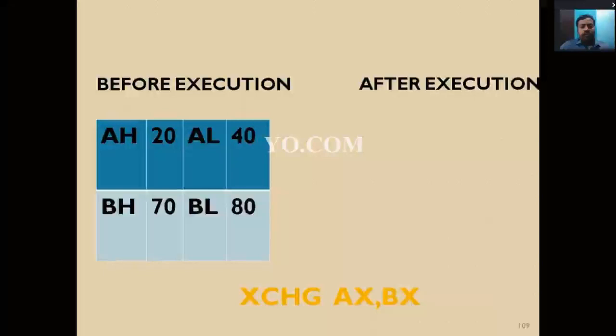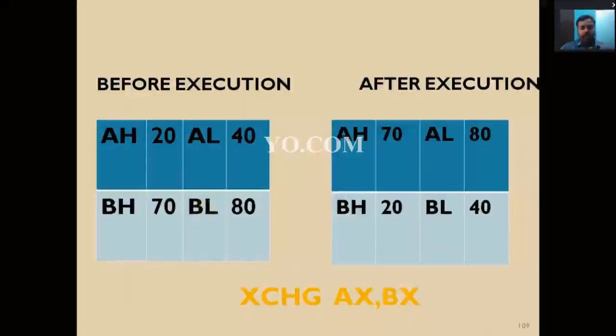AX equal to 2040, BX equal to 7080. Okay, so this is the input. Our instruction is exchange AX comma BX. After execution, this 7080 is moving to AX and 2040 is moving to BX. This is the state after execution, so the data is exchanged.